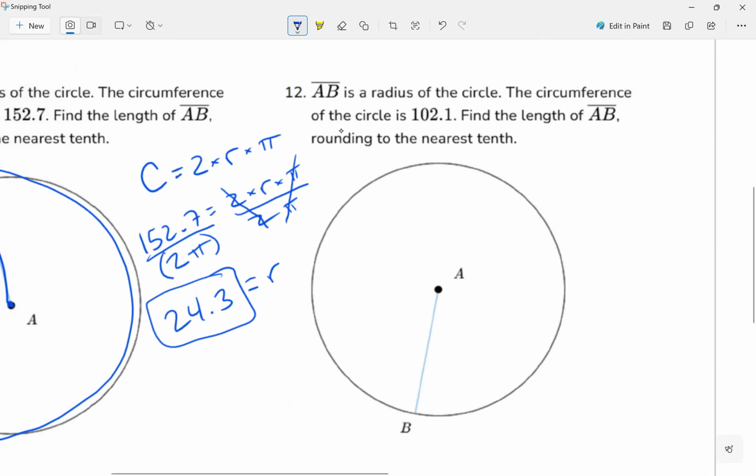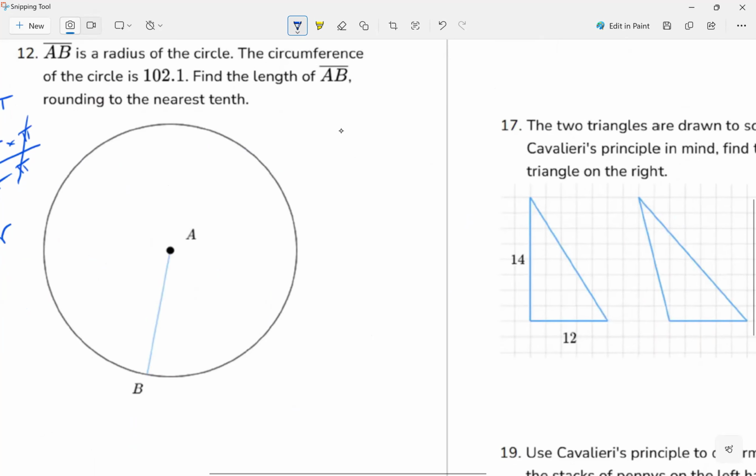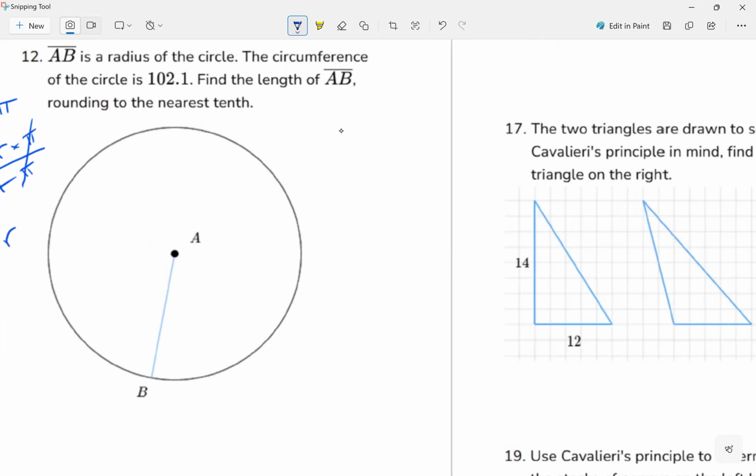Okay, let's take a look at number 12. AB is the radius of the circle. The circumference of the circle is 102.1. Find the length of AB. Round to the nearest tenth. Okay, so again, I remembered the formula. Circumference is 2 times the radius times pi. I know my circumference is 102.1, so I have 102.1 is equal to 2 times radius times pi.